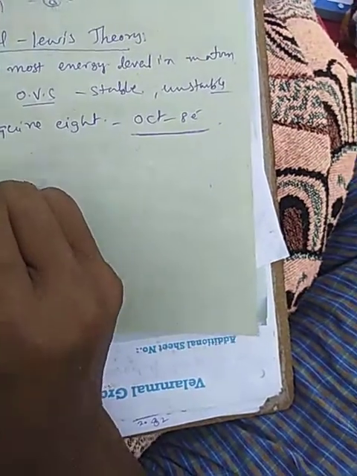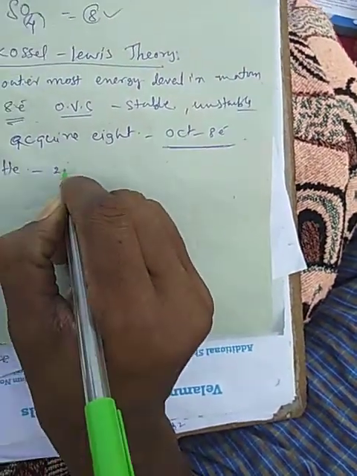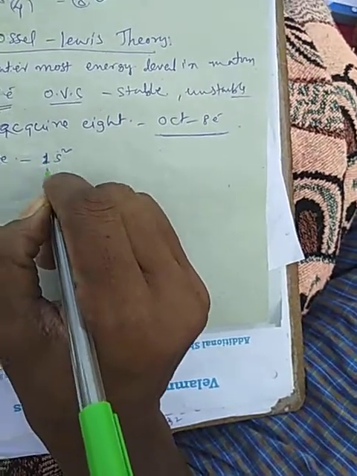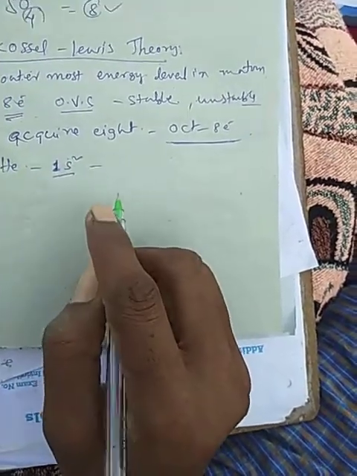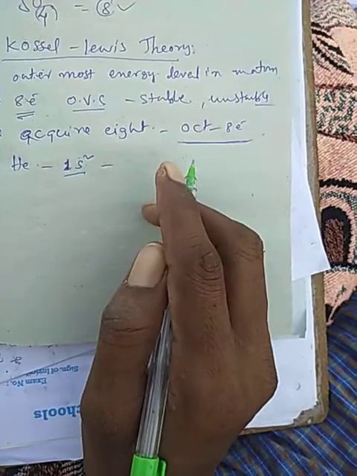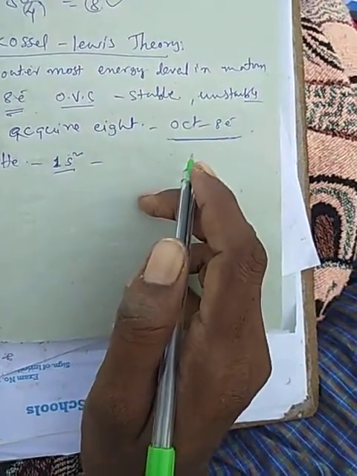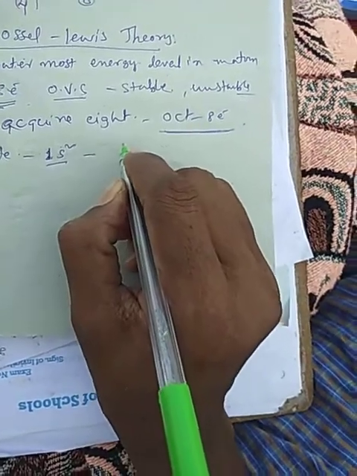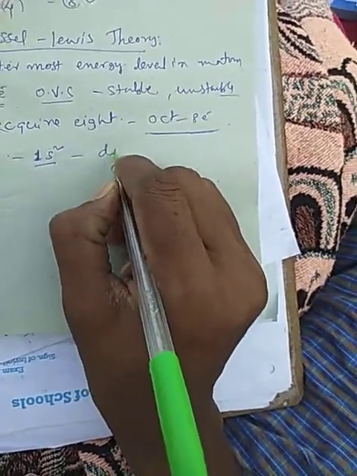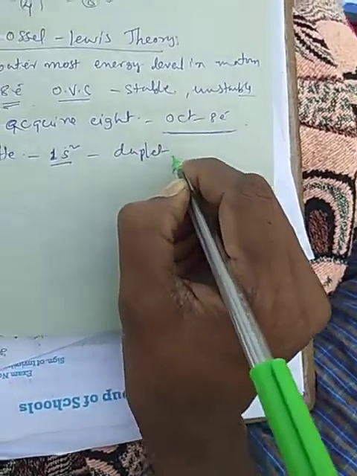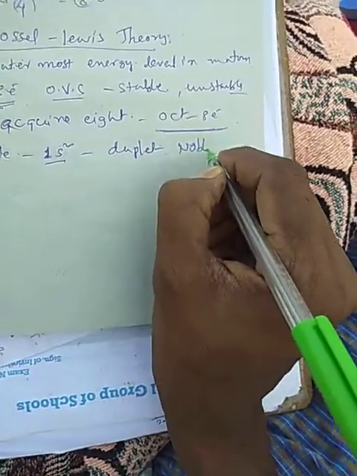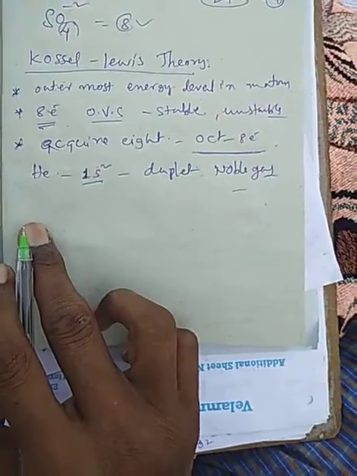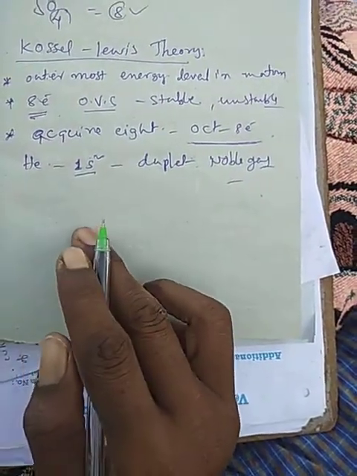But looking at helium, it is not having 8 electrons, it has only 2 electrons in the valency cell, but it is also stable. This configuration we call duplet configuration. It is a noble gas, an inert gas, with a very stable configuration. All noble gases are very stable.